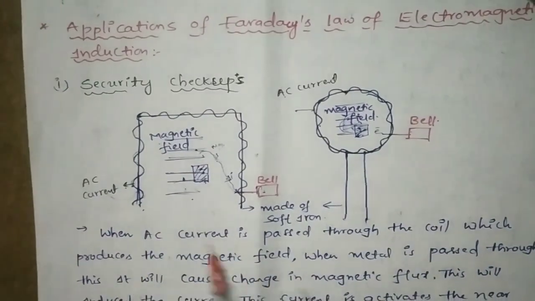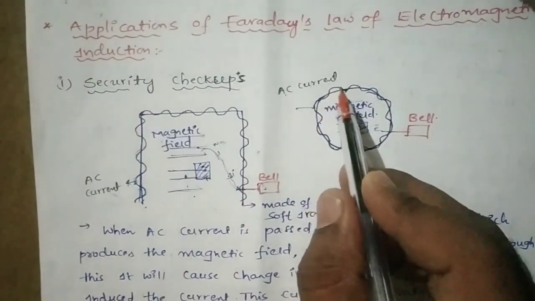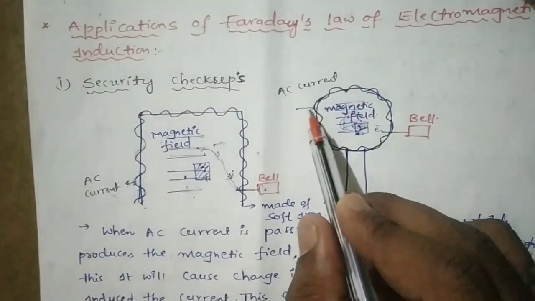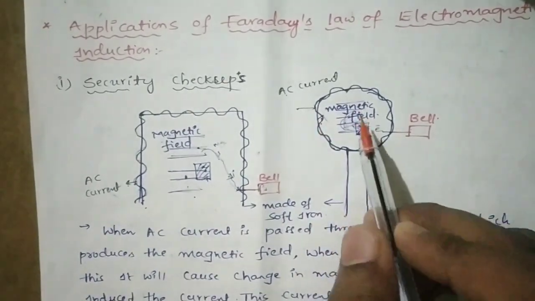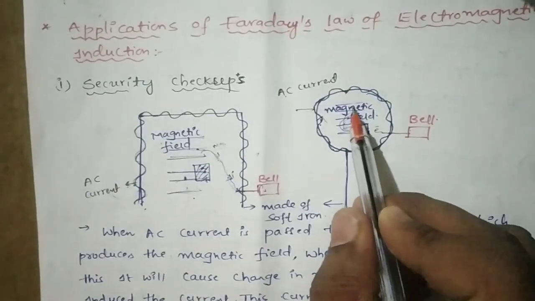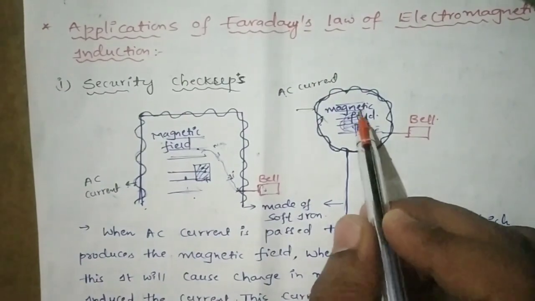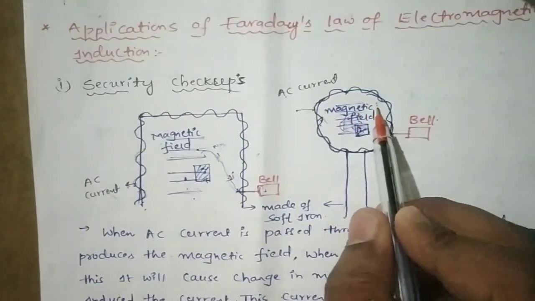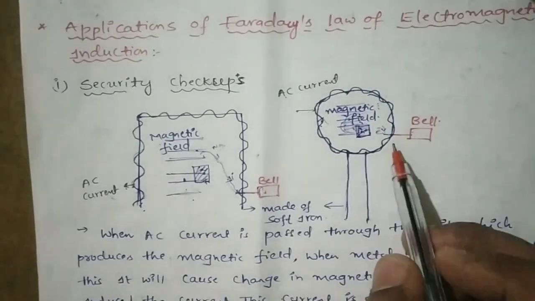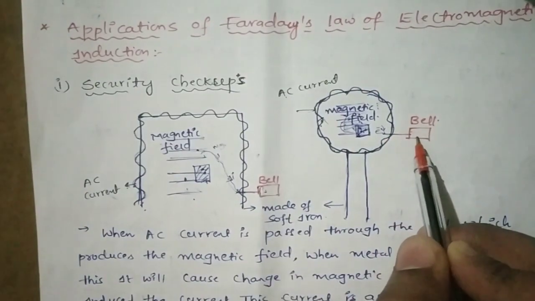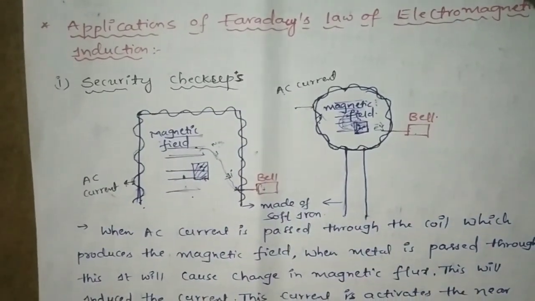Now when you carry a metal object, similarly here also, what is going to happen? Similarly we will also supply AC current here. Whenever you supply AC current in a coil, it produces a magnetic field. Whenever you keep a metal object in this magnetic field, the disturbance created by the metal object will create a change in magnetic flux. The change in magnetic flux is converted into electric energy, that is, a current. That electrical energy is converted into sound energy. In this way, metal objects will be detected by the security checkups.